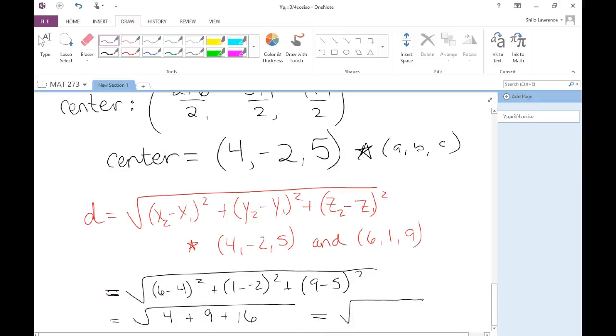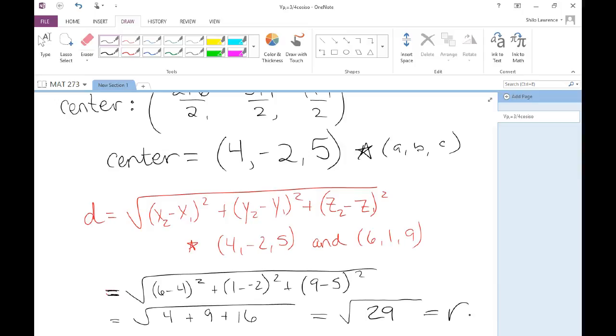Because the x2 minus x1 is just the individual x distance. And that center was supposed to be equidistant from both sides. So it doesn't matter which direction we go, which endpoint we use. After we subtract and square, it should be 4 either way. So we get radical 29 for the radius. So that's everything we need to set up our answer.